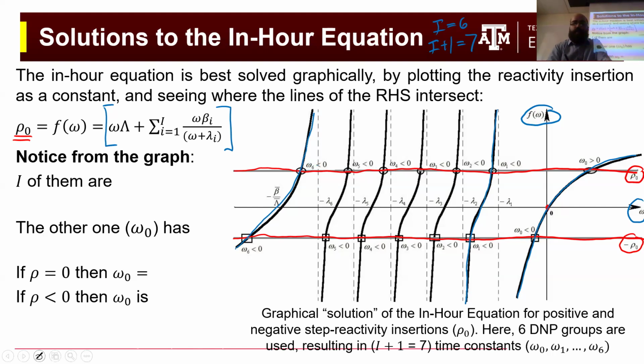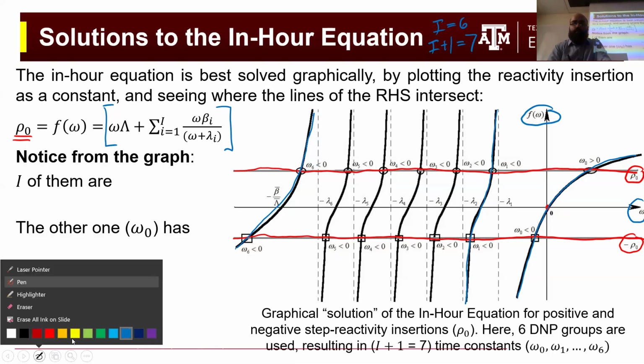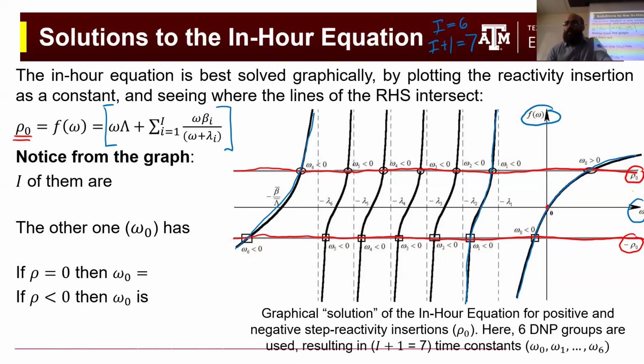So if our reactivity insertion is positive, then these are the intersecting points between our in-hour equation and the constant reactivity insertion. Notice that there are 7 intersection points because we have I plus 1 time constants. And notice that the first 6 of them, or the first I of them, are all negative: omega 6, omega 5, 4, 3, 2, and 1.